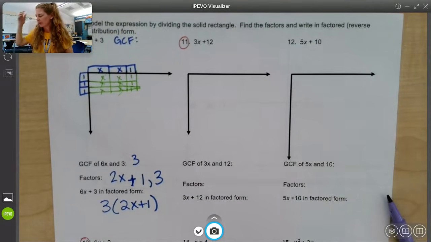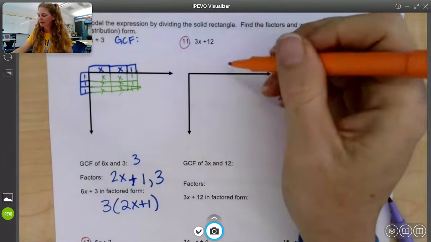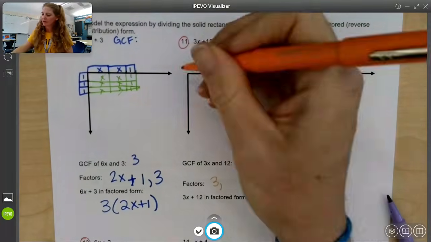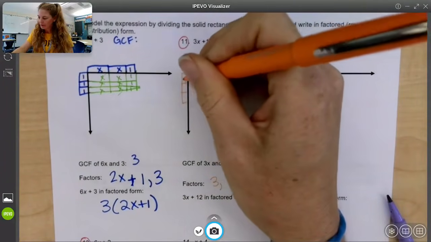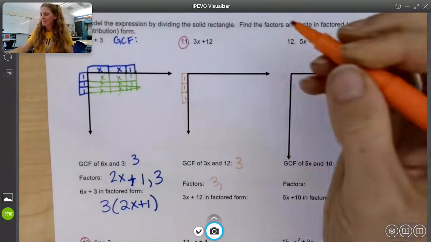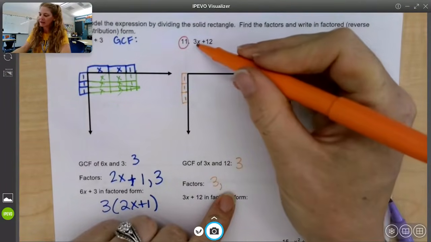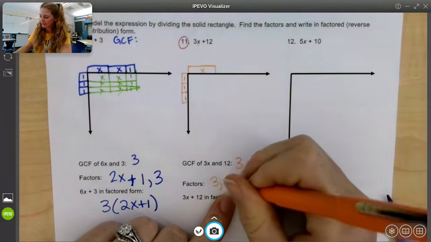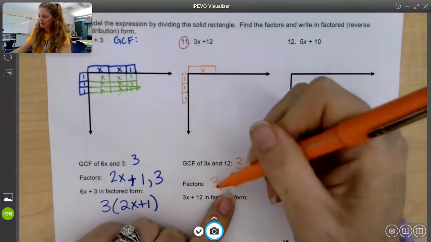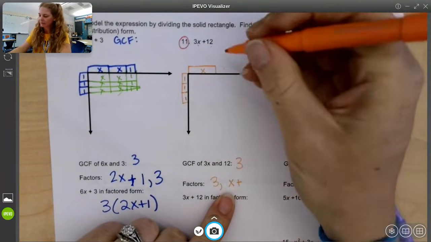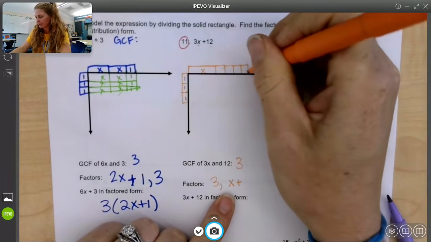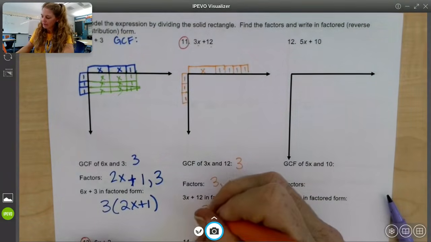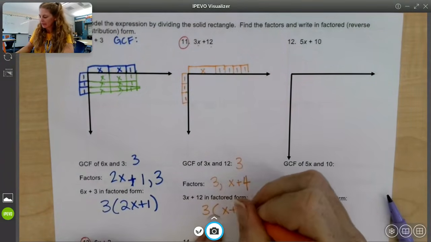So when I'm looking at 11, I have 3x plus 12. So our greatest common factor of 3x and 12 is 3. So we know our factors are going to be 3 and what? Well, if I draw out my 3 here, 1, 2, 3. 3 times what is going to get me 3x? Oh, 3 times x. 3 times what is going to get me 12? 3 times 4. So our factors are 3 and x plus 4, so in factored form is 3 times x plus 4.